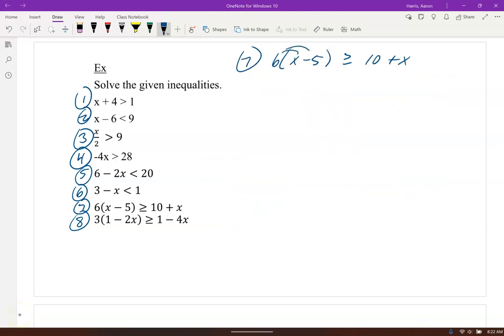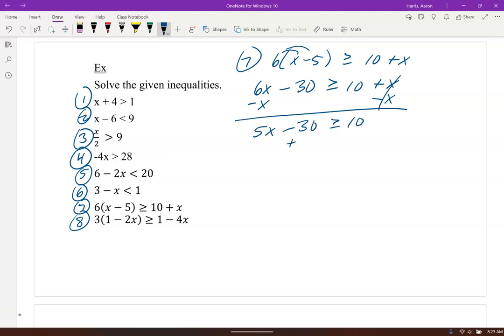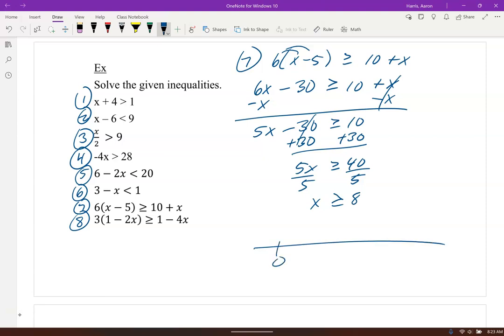Here's the seventh one. I'm going to go ahead and distribute that. So 6 times x, 6 times -5 minus 30. Make sure you get all your x's on the same side, on the left-hand side for inequalities. Get rid of the 30. Divide by 5. Now I'm dividing by a positive 5, so I still keep that the same direction. Greater than or equal to 8. And then this time, notice it's a greater than or equal to, so I include the 8, so filled in. 8 and anything above is a solution to this inequality.